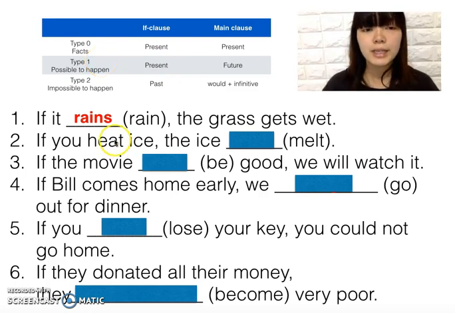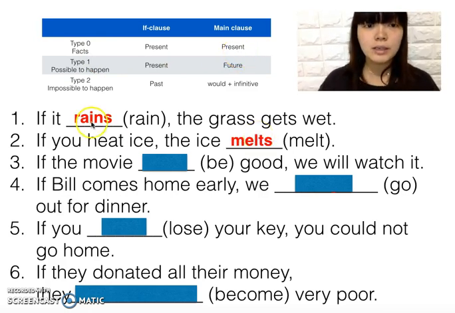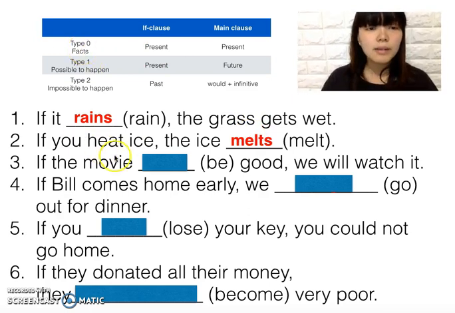Then you need to look at the meaning. If you're talking about if you heat, the ice melts, this one is like a fact, a general truth. So we know it's type 0. So we should use present tense: the ice melts. Okay? Present tense. So it's type 0.